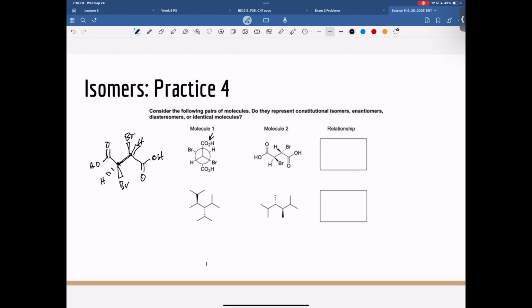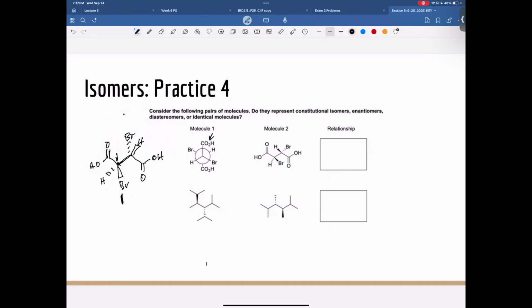So assigning. Okay, so we're going to look at this first carbon here first, right here. So we'll label the Br as 1. This carboxylic acid will be our 2. Wait, no. My mistake.